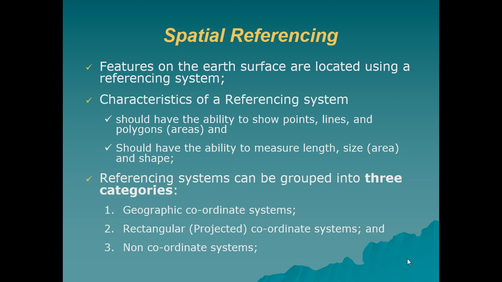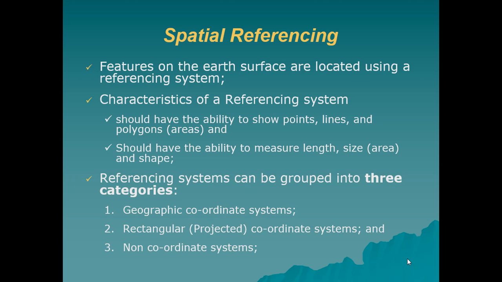Okay, so let's talk about spatial referencing systems now. Features on the Earth's surface are located using a referencing system. As we continue to talk about this topic, we will discover that the coordinate systems we talked about previously are examples of spatial referencing systems, right? So they're used to locate features on the Earth's surface.